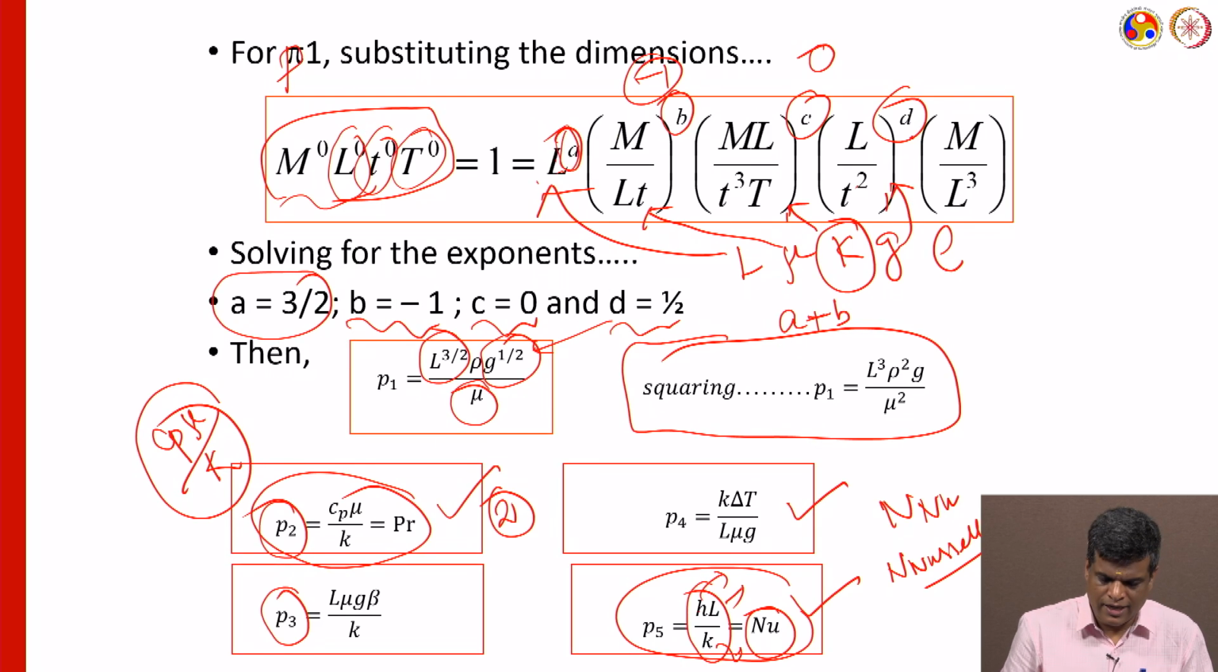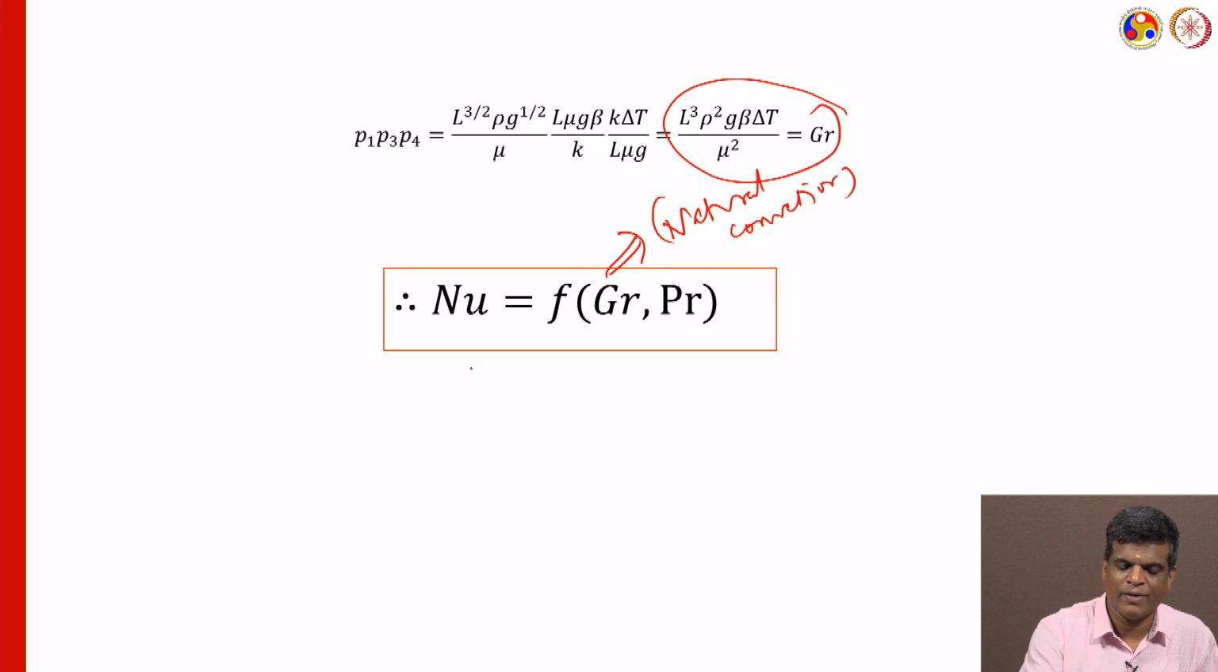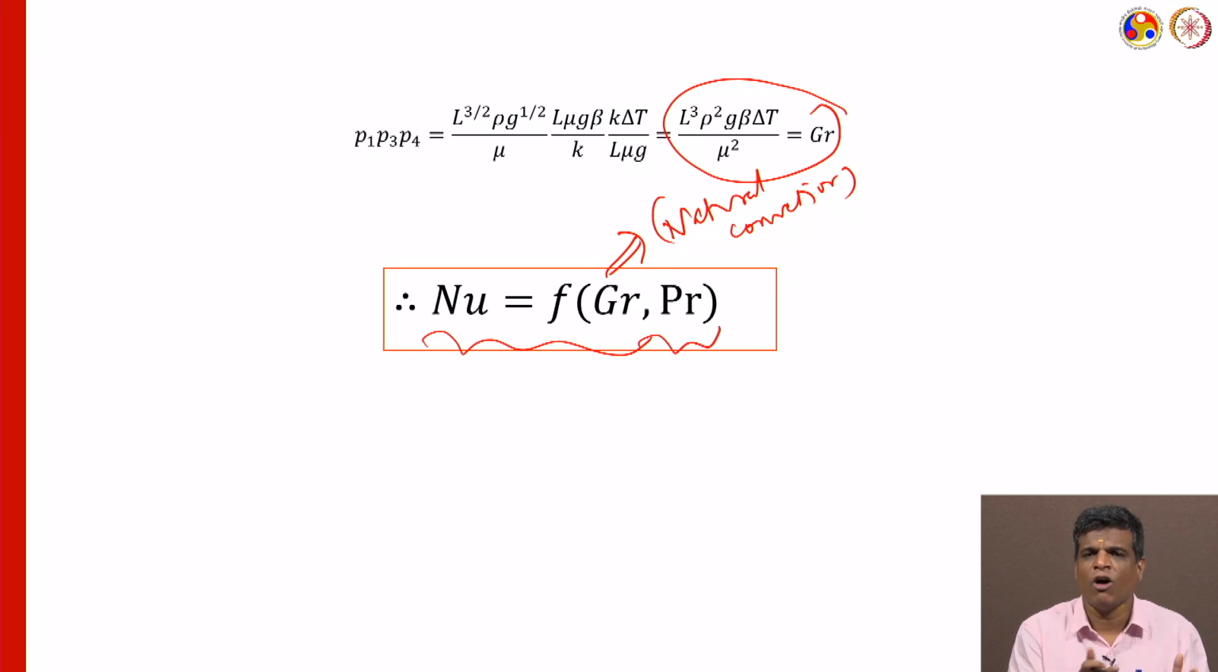Then you take P1, P3 and P4 and multiply all three, and we get another number, called the Kirchhoff number. This is always used in natural convection. Nusselt number is a function of the Kirchhoff number and the Prandtl number. So this is how we derive it from the basic fundamental dimensions, but I always use the Buckingham theorem.